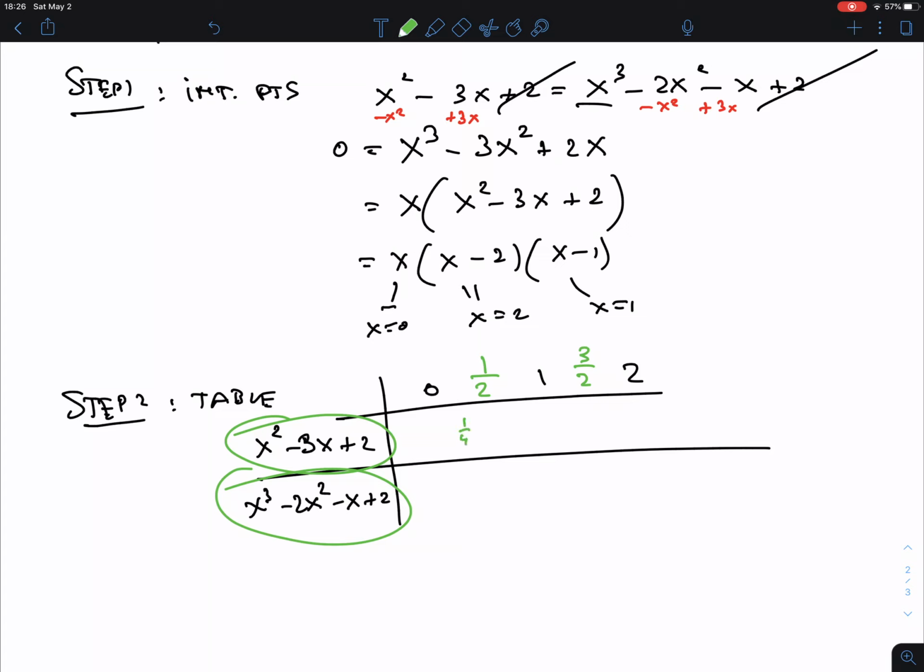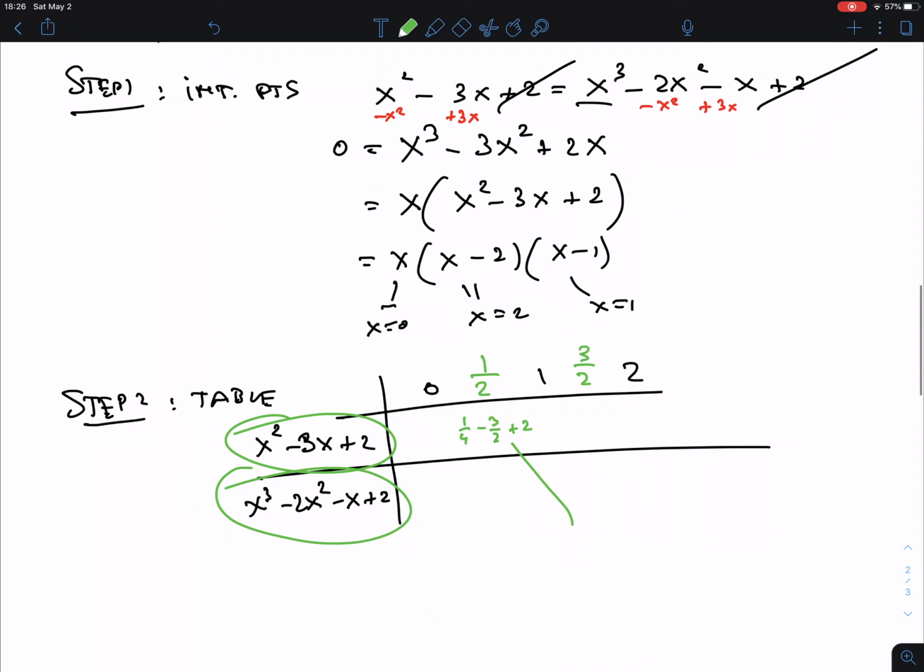So it's 1/4 minus 3/2 plus 2. We should put everything on common denominator. I'm going to do this here. Common denominator 4, so 1/4 minus 6/4 plus 8/4. So this is 3/4. Is that right? Yeah, okay. So what is the other one?